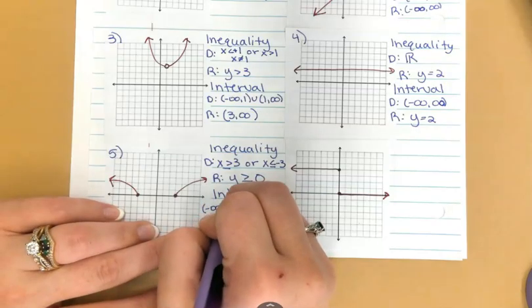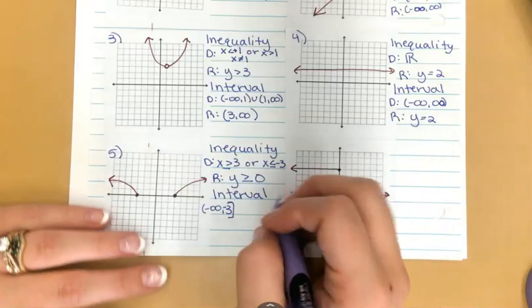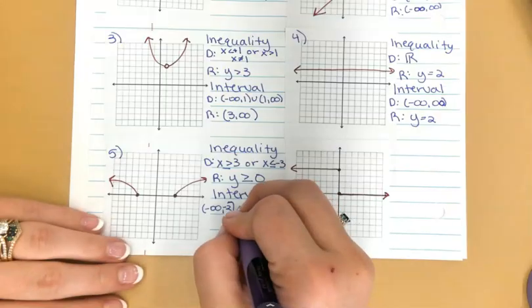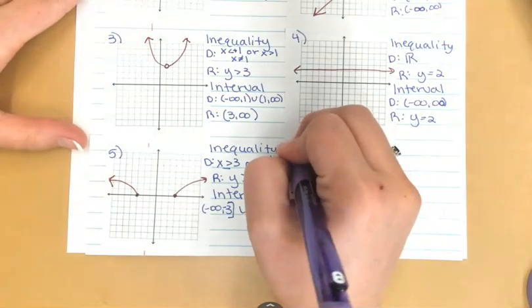Putting both of those into interval notation, again, I will have two intervals for my domain, negative infinity to -3 with a bracket because it's a closed circle. And then from 3 to positive infinity, also with a bracket because of that closed circle. Just putting a union between them since they're both part of my answer.